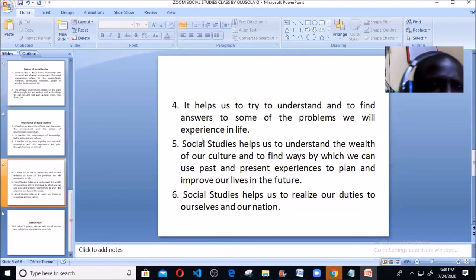Then social studies also helps us to understand the worth of our culture and how to find ways by which we can use past and present experience to plan for the future. You see? History is the study of the past and present, to foresee the future. So social studies is a fruit of history, and I said there are some topics in social studies that relate to history.